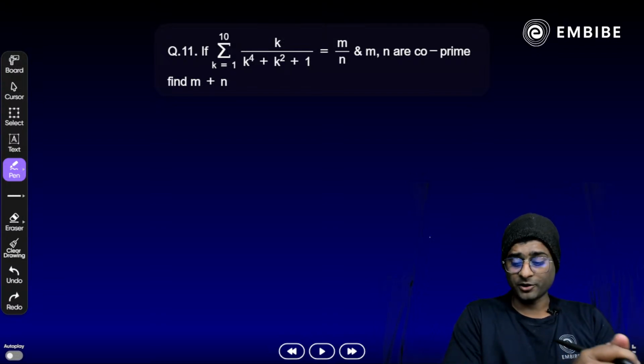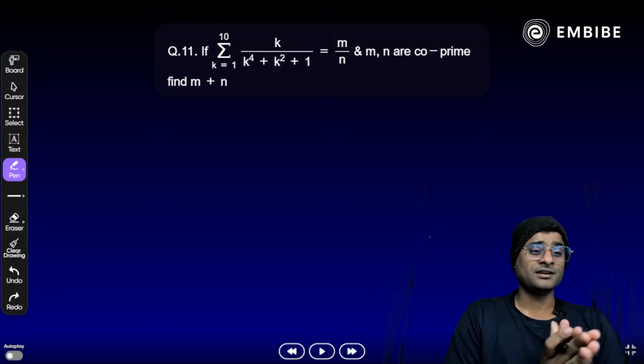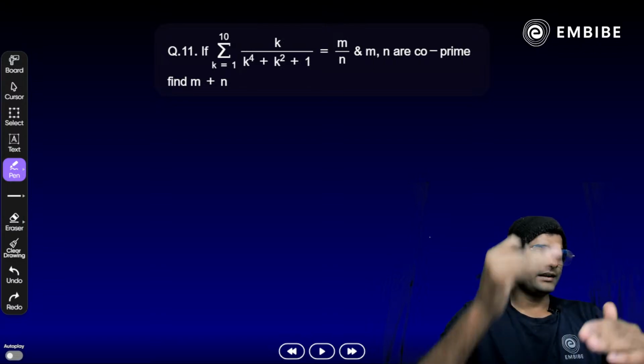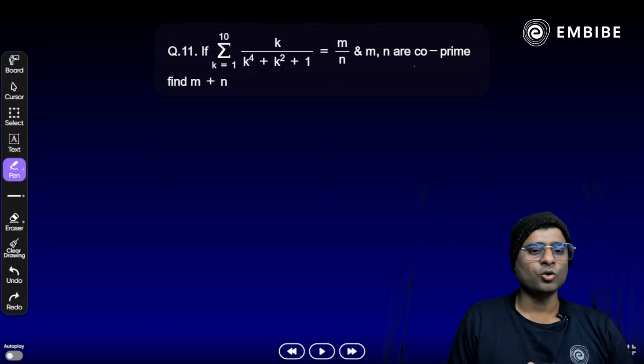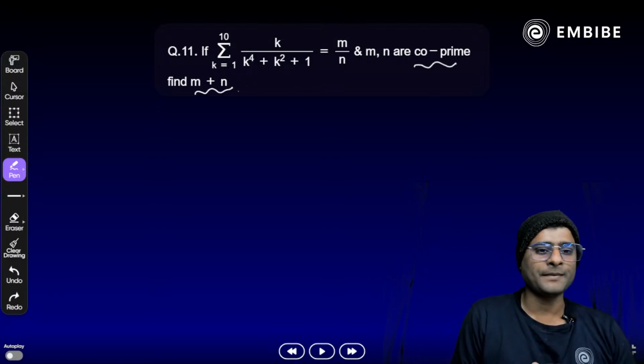एक और क्वेश्चन काफी इंपॉर्टेंट, काफी इंटरेस्टिंग क्वेश्चन लग रहा है. क्वेश्चन नंबर 11. Summation k equal to 1 to 10 k by k raised to power 4 plus k square plus 1 is equal to m by n, where m and n are co-prime. Okay, then find the value of m plus n.